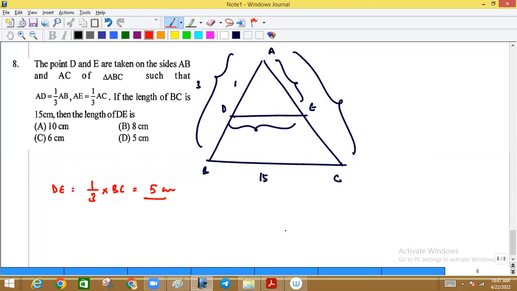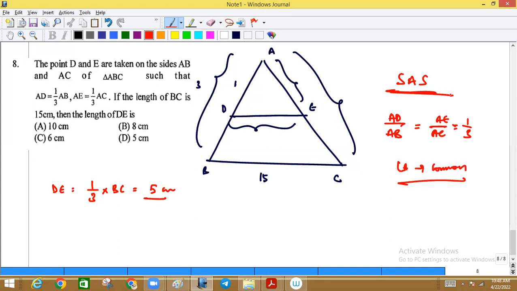It is 1/3, 1/3. Therefore, the third one is also 1/3, because we can say that these two triangles are similar triangles, according to SAS. Why SAS? Because two sides are in proportion. AD by AB is the same as AE by AC, which equals 1/3. Angle A is the common angle. Therefore, according to SAS, these two triangles are similar. If they are similar triangles, the third side is also 1/3. It is the same as the midpoint theorem, but in the midpoint theorem, it is half, half, half. Here it is 1/3, 1/3. So therefore, the third side is also how much? 1/3. Copy that.